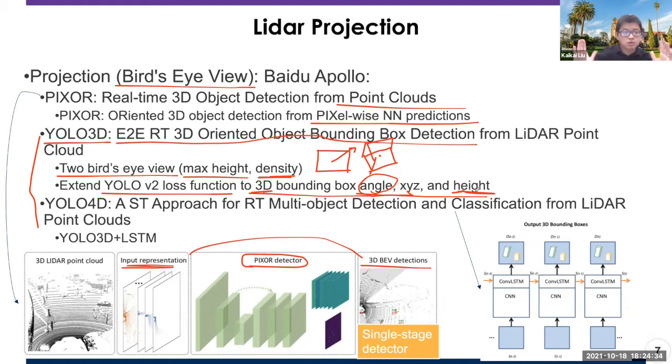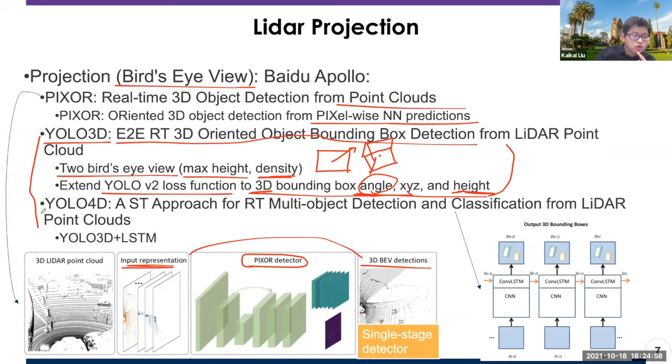So you extend the loss function. Previously the bounding box only had 4 elements: x min, y min, x max, y max, or x center, y center, width, height. But now you have multiple: angle, XYZ, and the height. So it is extended. This is YOLO 3D.